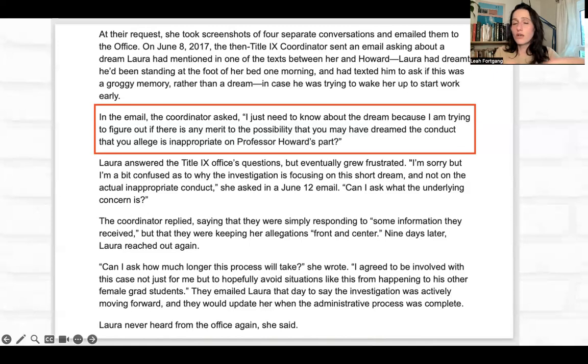So she made this report. She goes to Title IX, gives them all the evidence, gives them a long, long text history between her and this professor with a bunch of really inappropriate stuff that he was saying about her clothing and how attractive he found her and all of this stuff.